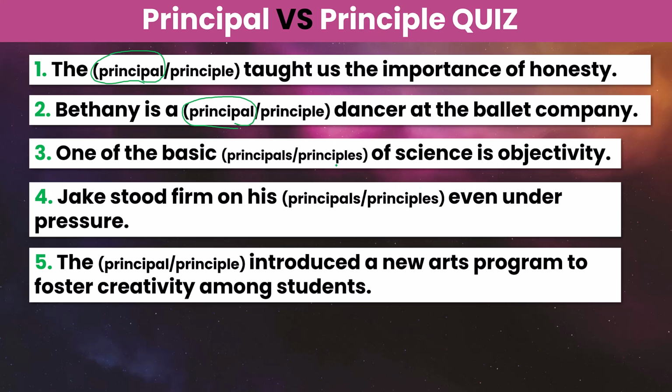Number 3 is principles ending in PLES, one of the basic principles of science. Again, the word principle ending with PLE is a noun referring to fundamental truths or laws. Number 4 is also principles ending with PLES. Here, principles again means fundamental beliefs or standards of behavior, which Jake stood firm on even under pressure, his beliefs, his ethics. And finally, number 5 is principal ending with PAL. We're talking about the head of the school and how he or she introduced a new arts program to the students.